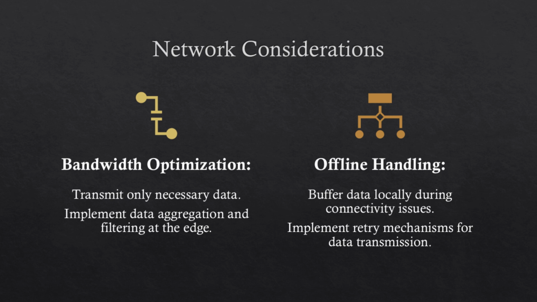Offline handling. Recognizing that network connectivity can be intermittent, we implement local buffering to store data during connectivity issues. Retry mechanisms are in place to automatically attempt data transmission when the network is restored, ensuring that no critical data is lost. These strategies help maintain system functionality even in less than ideal network conditions, providing resilience and reliability.